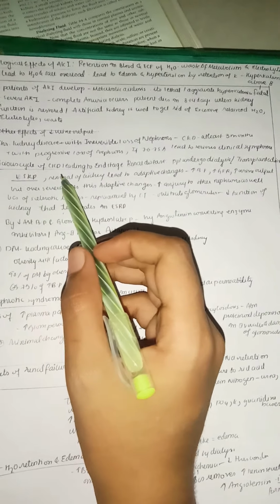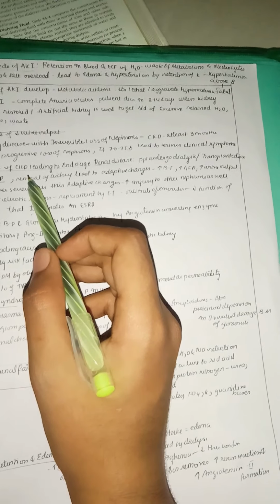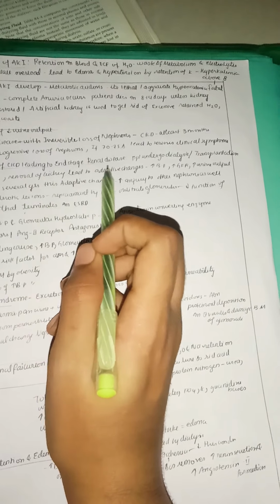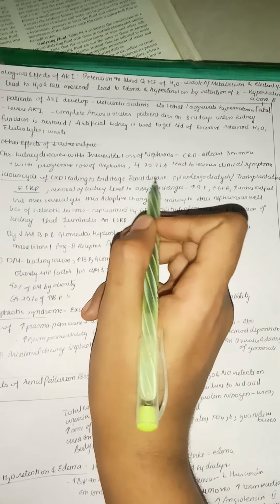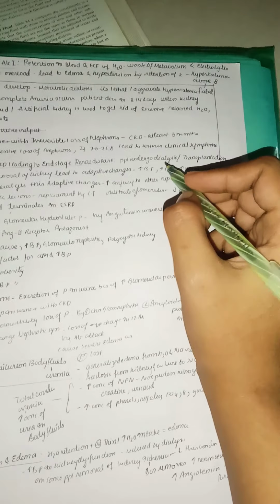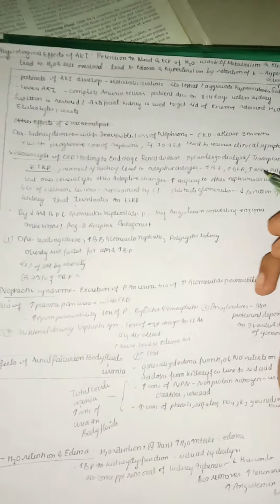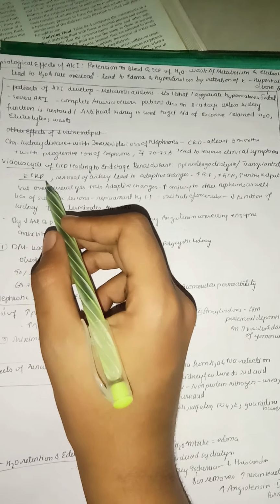So there is a vicious cycle leading to end stage renal disease from chronic kidney disease. This chronic kidney disease goes into end stage renal disease, where some patients are undergoing dialysis or transplantation. We need to do just that treatment because now there is no chance. So ESRD is nothing but end stage renal disease.